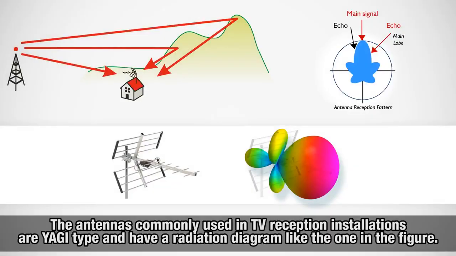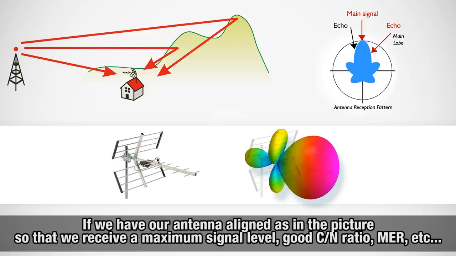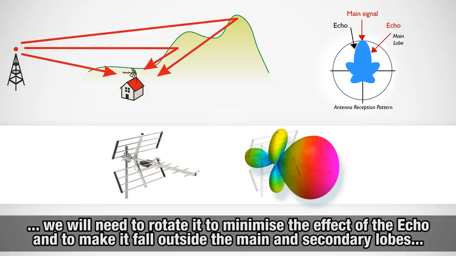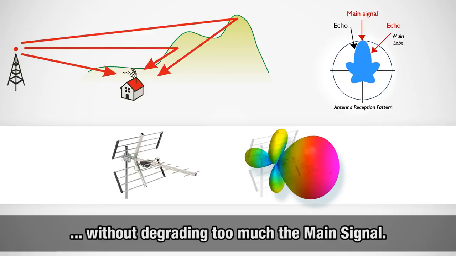The antennas commonly used in TV reception installations are Yagi type and have a radiation diagram like the one in the figure. If we have our antenna aligned, as in the picture, so that we receive a maximum signal level, good carrier-to-noise ratio, MER, etc., we will need to rotate the antenna to minimize the effect of the echo and to make it fall outside the main and secondary lobes, but being careful not to degrade too much the main signal.